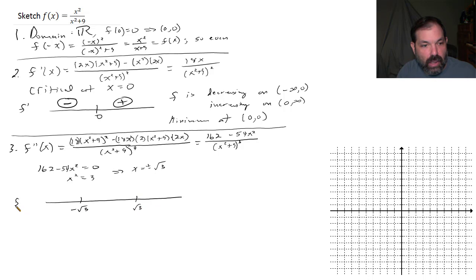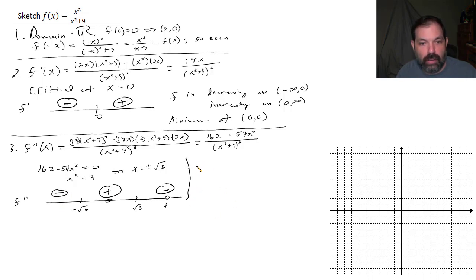And if we test this into the second derivative, let's start in the middle at 0. If x is 0, then 162 minus 0 is positive. We know the denominator is going to be positive, so the second derivative is positive here. And let's pick a number greater than square root of 3. How about we pick 4? 4 squared is 16. 54 times 16 is larger than 162, so this has got to be negative. And the same thing happens over here on the left.